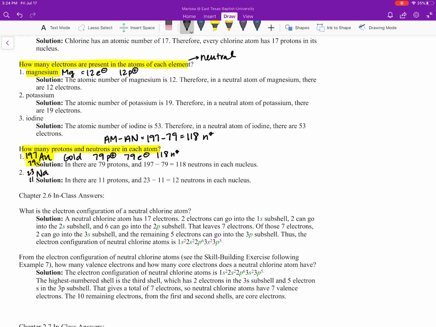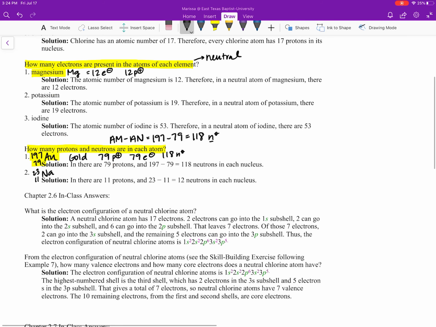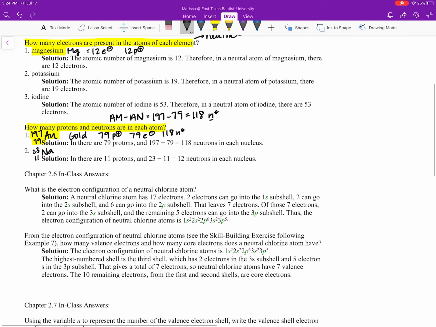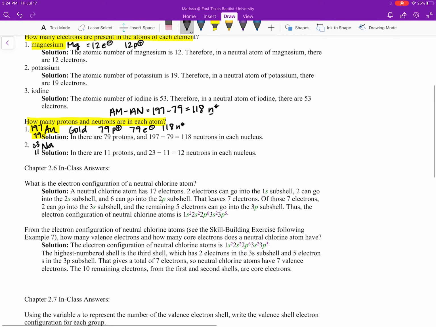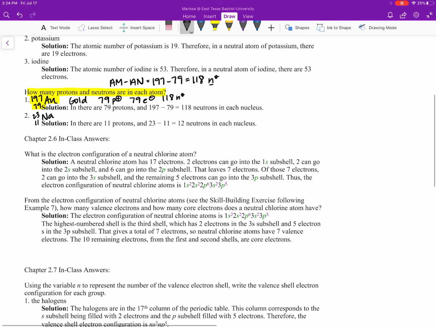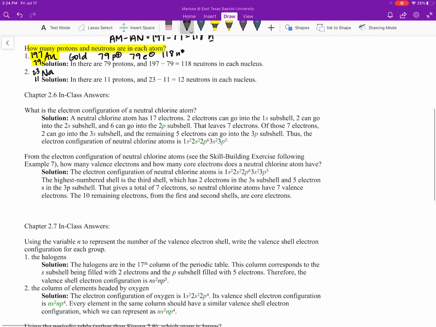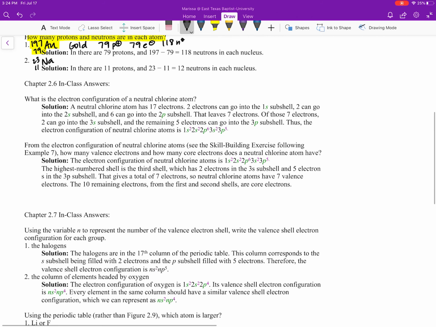And the 0 here with the line through it represents that there's no charge. The n represents neutrons. And so I use these little shorthands to save myself some time and not write out neutrons and protons each time. The next one says to write the electron configuration of a neutral chlorine atom.